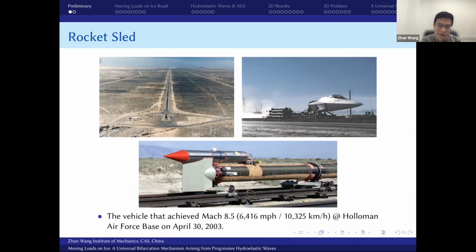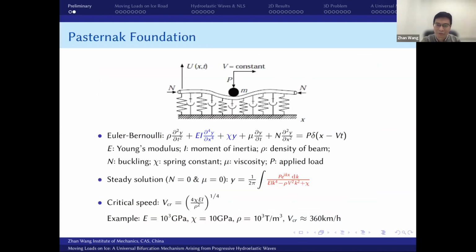And the world record is Mach 8.5. That means the speed is 8.5 times the local speed of sound, which was carried out at Holloman Air Force Base in the US. Now the question is the stability of this system. It's a fast train track system. Is it stable if we move the object with a very high speed?